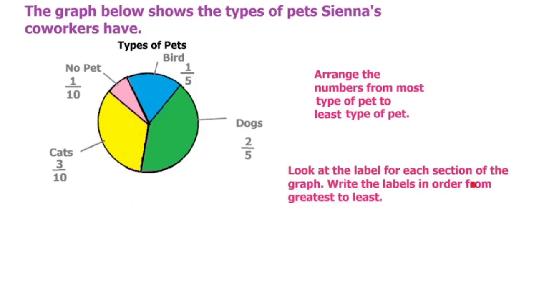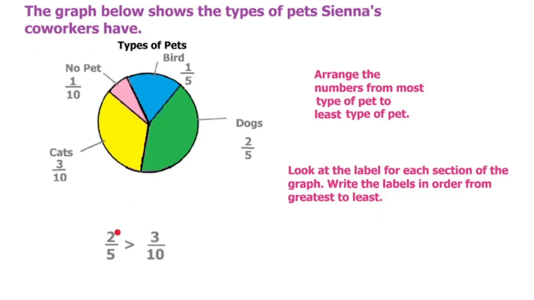So we can look at the label for each section of the graph. Now write the labels in order from greatest to least. That's all we have to do. So we know that this one is the biggest. So 2/5 is the biggest amount. We know this is the greatest. So let's put that first.